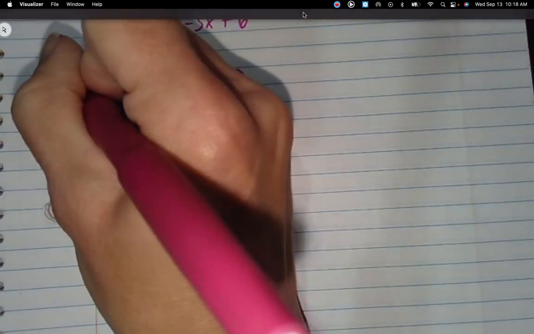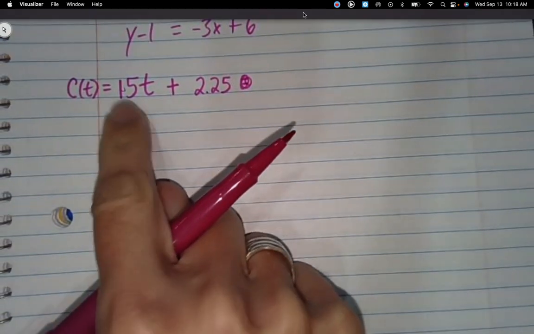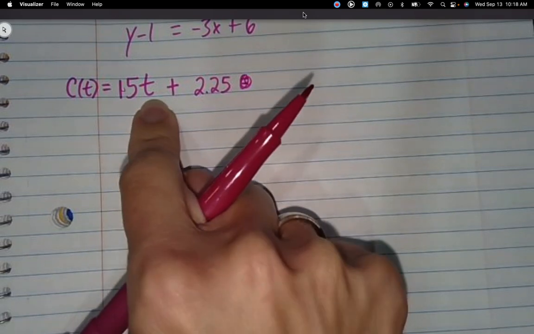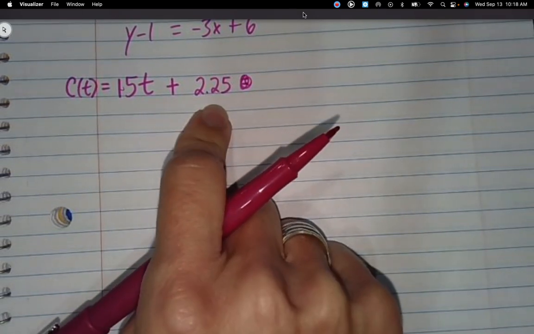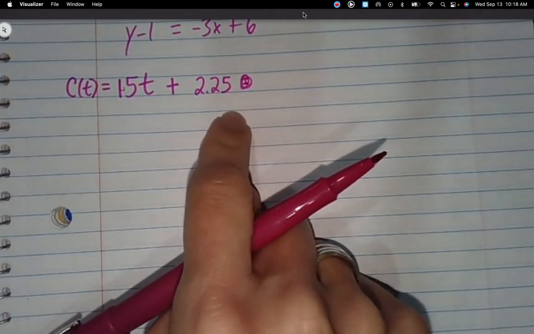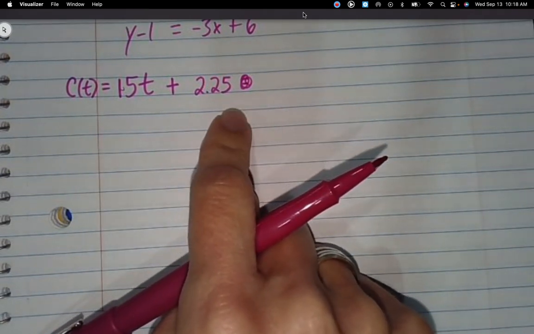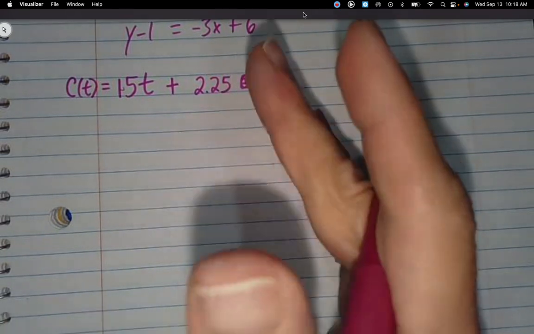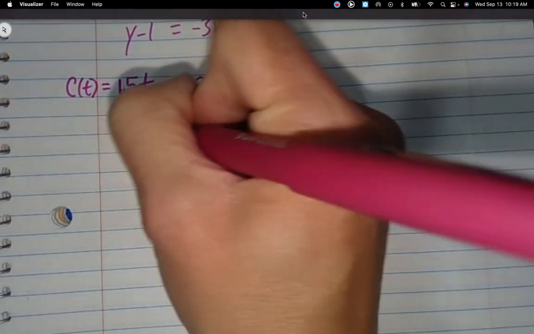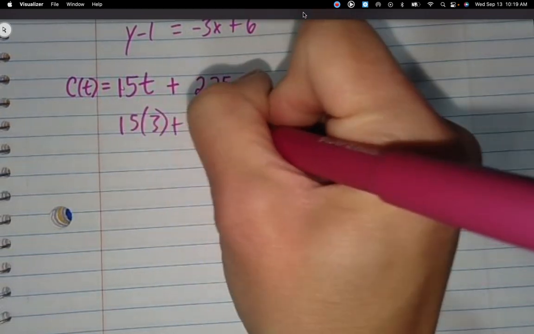So it's saying the total cost is a function of time t. Does everybody understand? That just means the cost is $15 per shirt plus the handling fee. Are we good with that? That's what that means. Then it tells me to plug in 3 for t. That means what's the cost of 3 shirts? So I would do 15 times 3 plus 225.